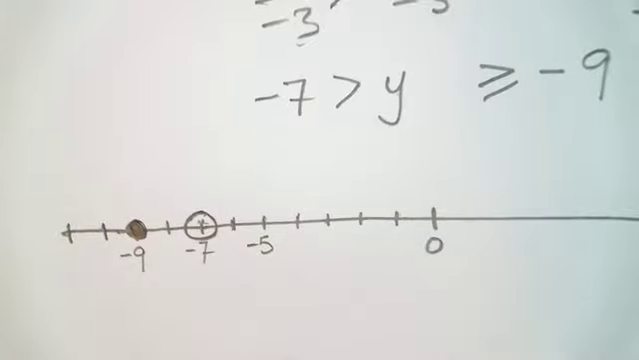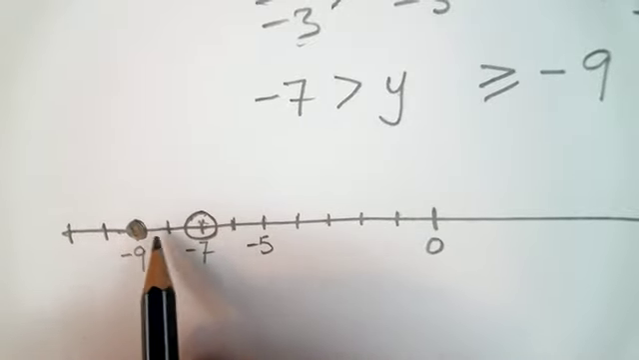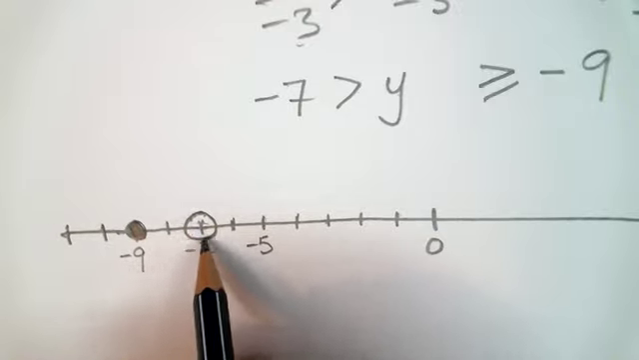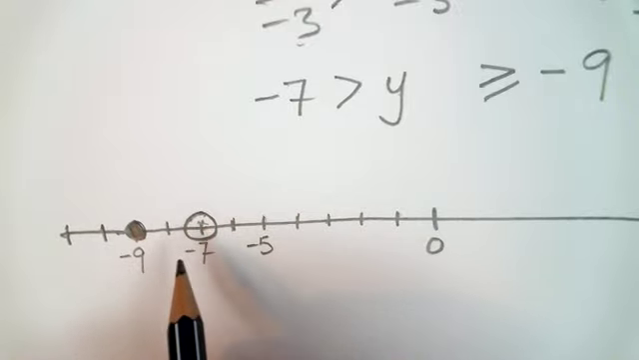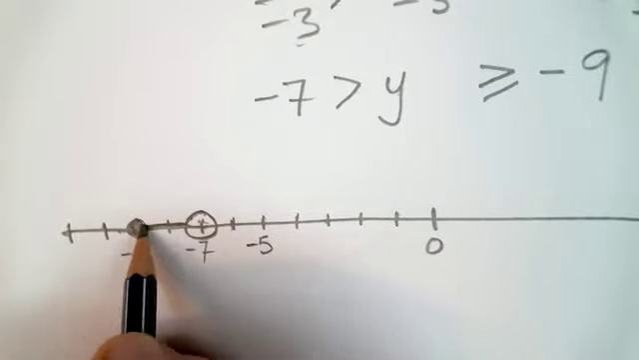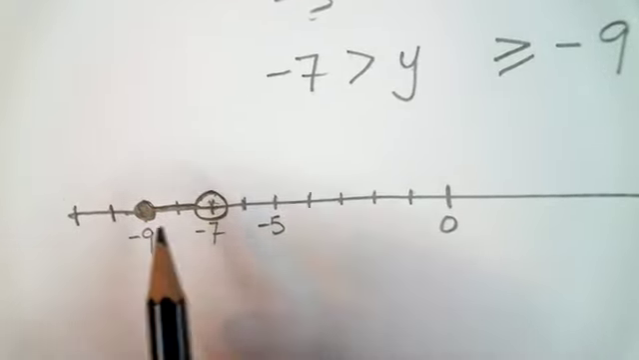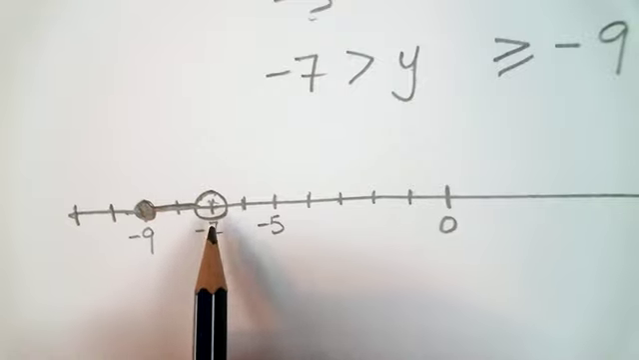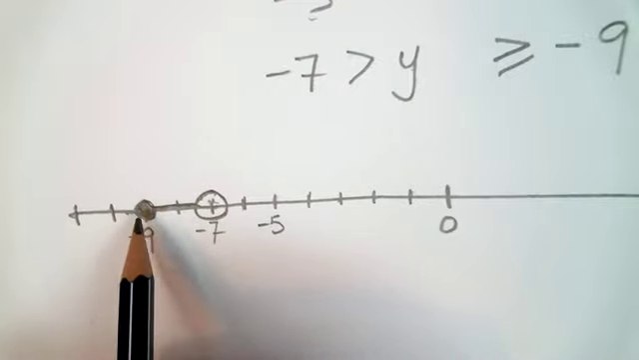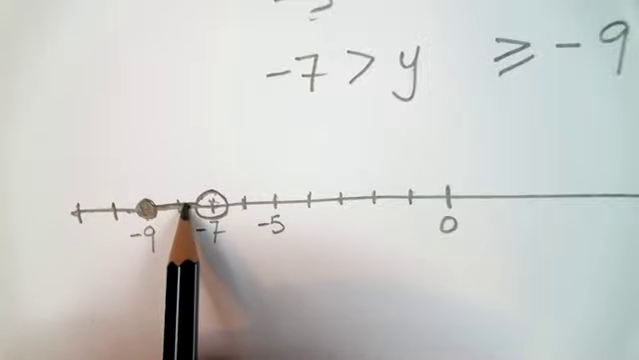So there it is. It could be negative 9, or it could be greater, or it could be nearly negative 7, but it's going to have to be less than negative 7. So we're going to have a solid line between the two like that. So that indicates it can't be negative 7, but it could be less than negative 7. It could be negative 9, but it could also be more than negative 9.